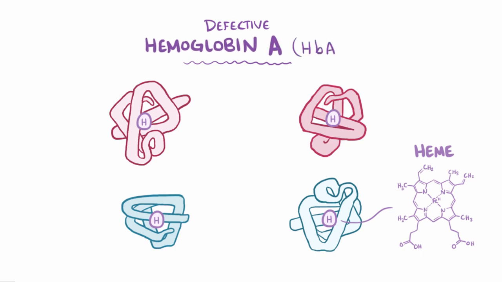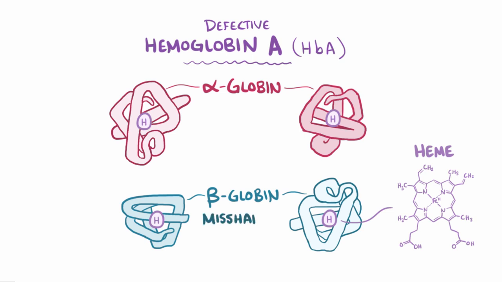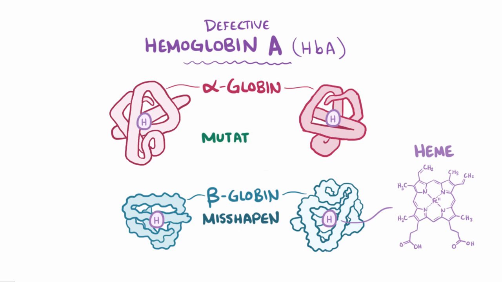Hemoglobin A, or HbA, made up of two alpha globin and two beta globin peptide chains, is the primary hemoglobin affected in sickle cell. Specifically, the beta globin chains end up misshapen. And this is because of a mutation in the beta globin gene, or HBB gene.